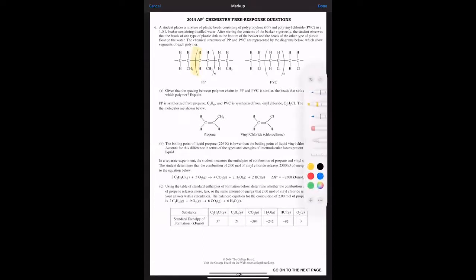So here you have the parenthesis, and then here is the number n. So basically this is the basic unit for these polymer molecules, and that is for PP, and then for PVC the basic unit will be here, and then you see the number n. That just tells you that we repeat this basic unit structure again and again.